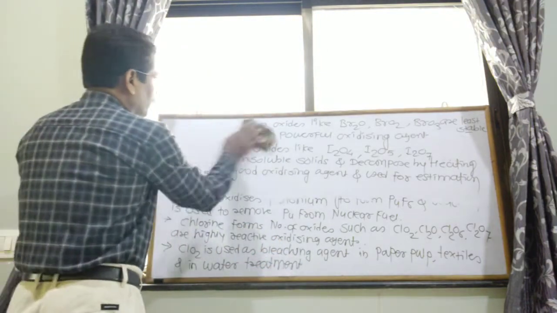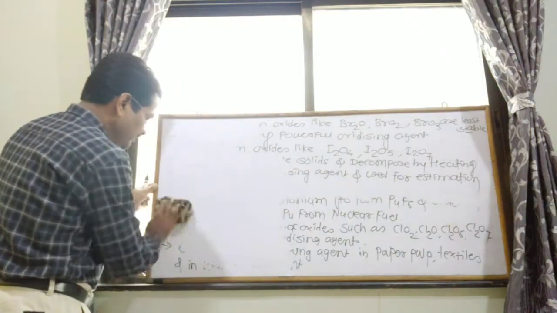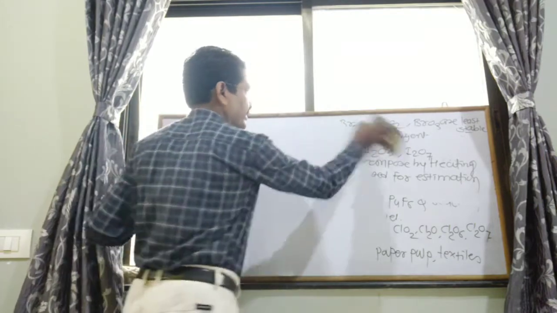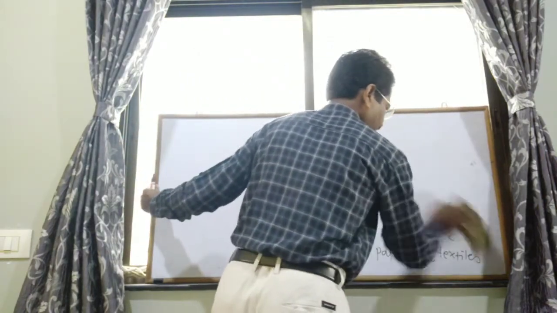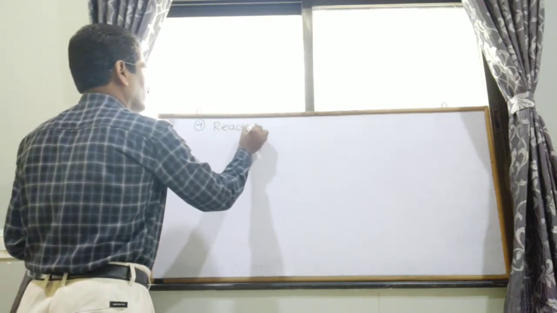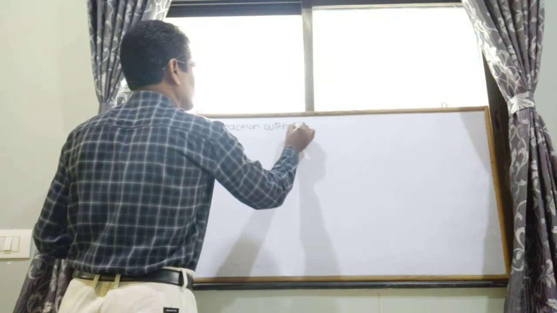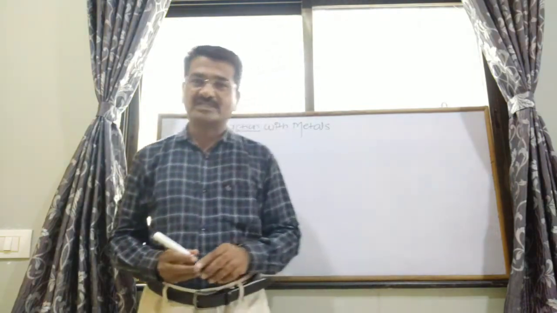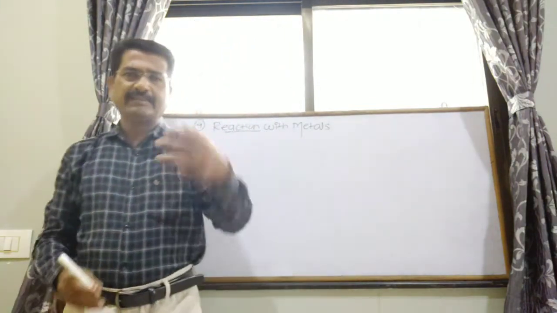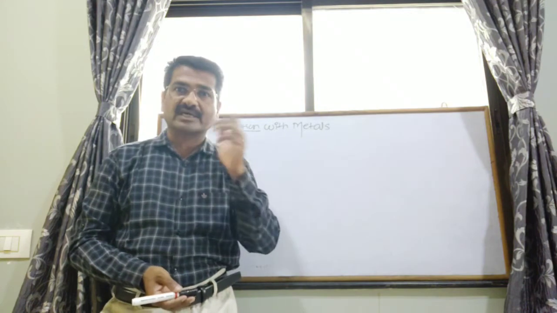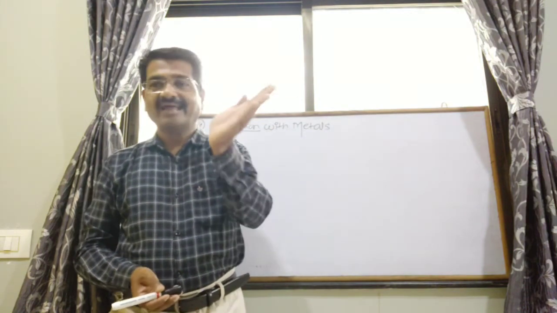Let's see the next chemical property of halogens, that is reaction with metals. Fourth chemical property, reaction with metals. What is the reaction of halogens with metals? Any metal, sodium, magnesium, aluminium, can react with halogens to form the corresponding metal halides.